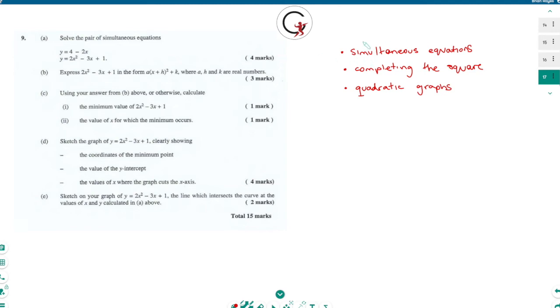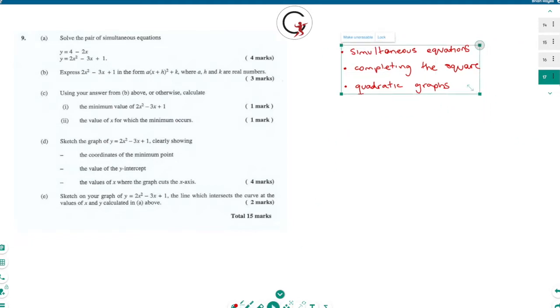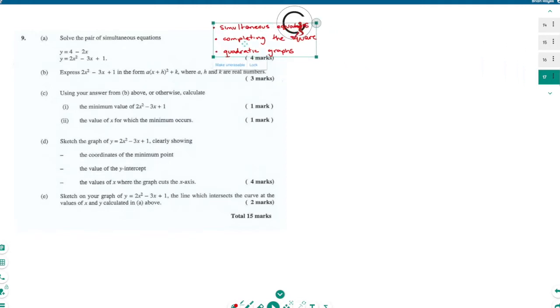Hey everybody, in this video we're going to be looking at a CSEC math past paper question that involves simultaneous equations, completing the square, and quadratic graphing. These are the three skills that we're going to look at in depth in this video based on the questions that we have right over here. So let's get into it.